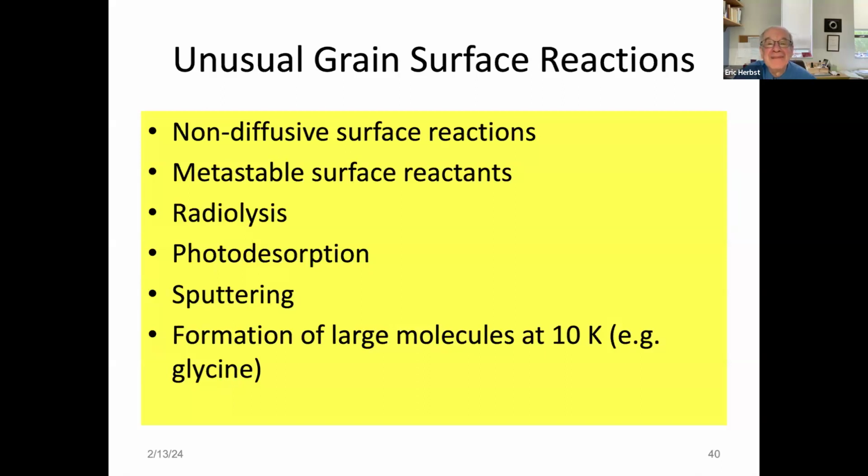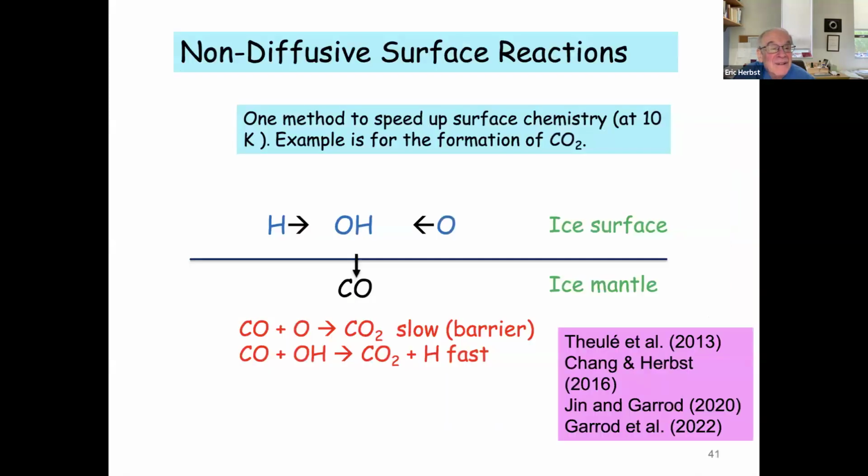Here are some types of surface reactions. There are reactions that have diffusion on the surface, but they don't really move, so they're called non-diffusive. They don't stick together. Some of them move, but some don't. And then there are metastable species. That means in the gas phase, they're in non-singlet states, and they come and react on a surface.